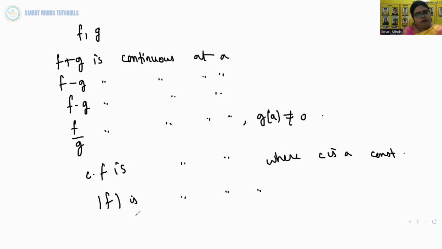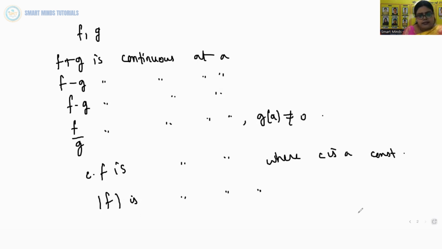And you need to remember a few points. Every constant function is a continuous function. Every polynomial function is a continuous function. The identity function is a continuous function. And every logarithmic and exponential function is a continuous function.